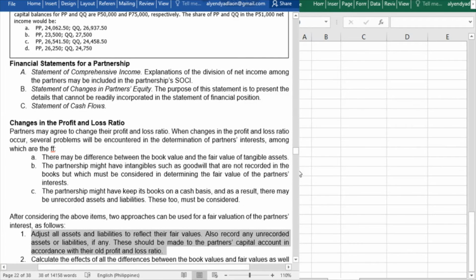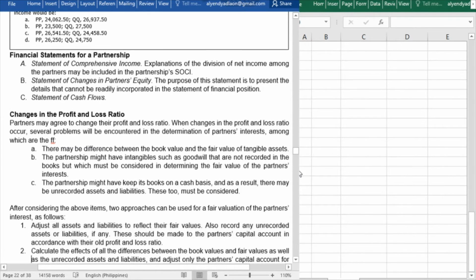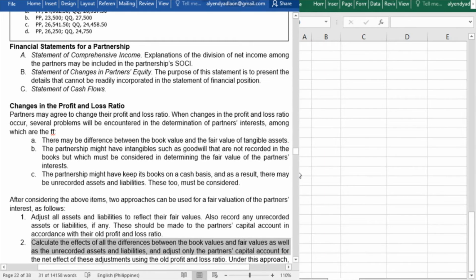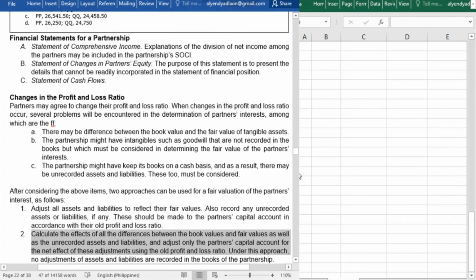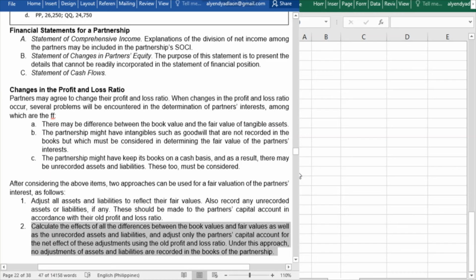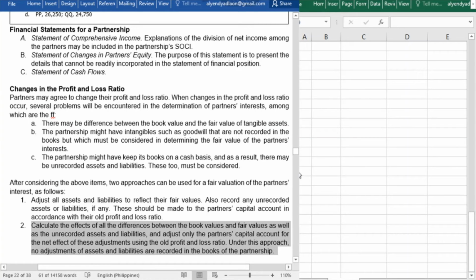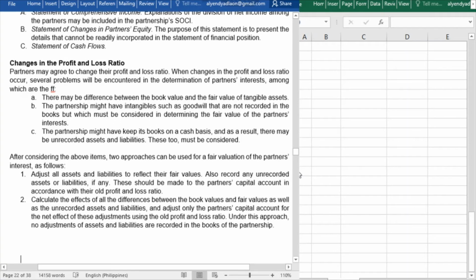This should be made to the partners' capital accounts in accordance with their old profit and loss ratio. Second, calculate the effects of all the differences between the book values and fair values as well as the unrecorded assets and liabilities, and adjust only the partners' capital accounts for the net effect of these adjustments using the old profit and loss ratio. Under this approach, no adjustments of assets and liabilities are recorded in the books of the partnership.